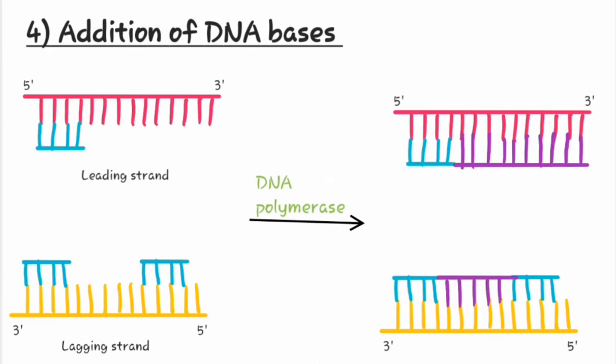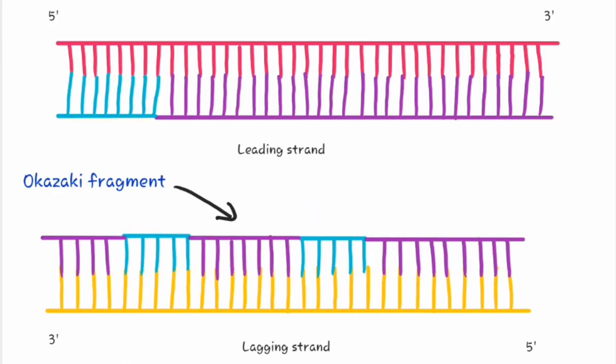Now the fourth step is addition of DNA bases. The enzyme DNA polymerase adds the DNA bases in the direction of 5' end to 3' end in both leading strand as well as in the lagging strand. There is continuous supply of DNA bases in the leading strand, but on the contrary in the lagging strand, which runs in the direction of 3' end to 5' end, the DNA bases are added in the direction of 5' end to 3' end. This results into the formation of small fragments which are known as Okazaki fragments.